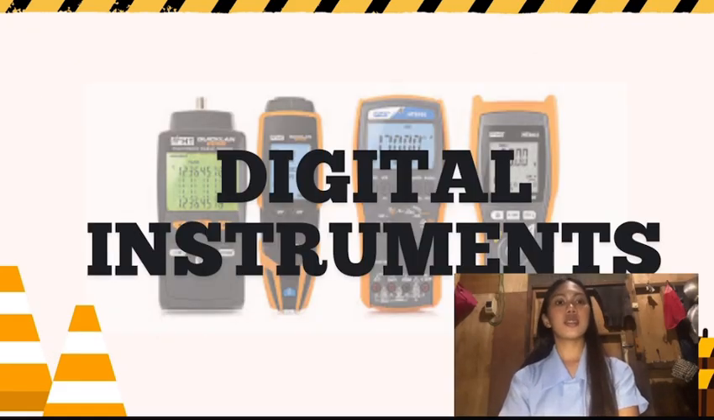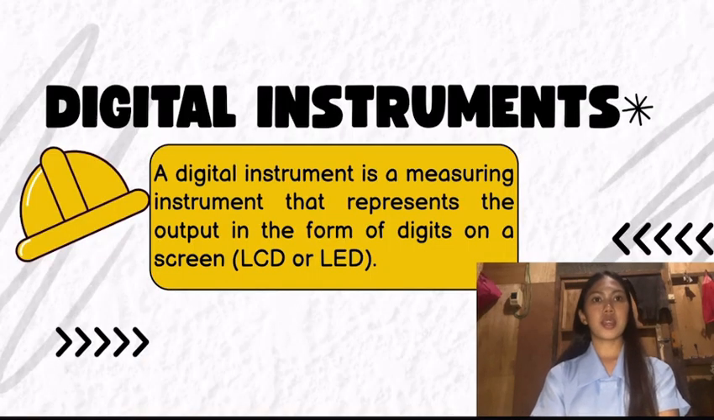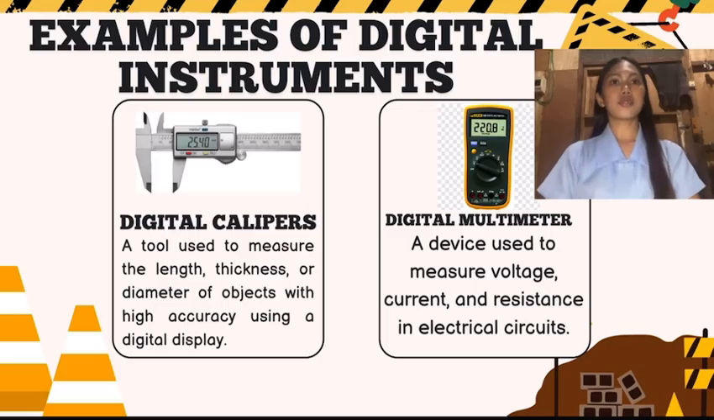Next is digital instruments. A digital instrument is a measuring instrument that represents the output in the form of digits on a screen, LCD or LED. There are 4 examples of digital instrument. The first is digital calipers, a tool used to measure the length, thickness, or diameter of an object with high accuracy using a digital display. Next is digital multimeter, a device used to measure voltage, current, and resistance in electrical circuit.